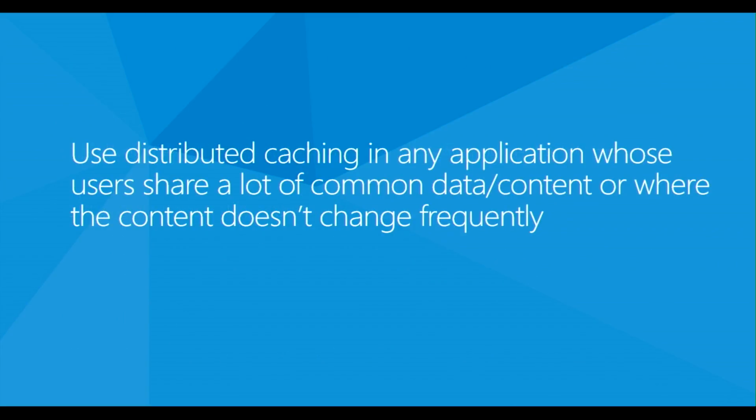At a high level, I highly recommend using distributed caching in any app where your users share a lot of common data. So if you have a product catalog, use a cache. If you've got content like a CMS system, use a cache. Because you're going to find the performance gets a lot better, and it's going to insulate you if the actual underlying data source that's storing the catalog or the CMS content ever goes down. And if the content doesn't change that frequently, even better, go ahead and use the cache.